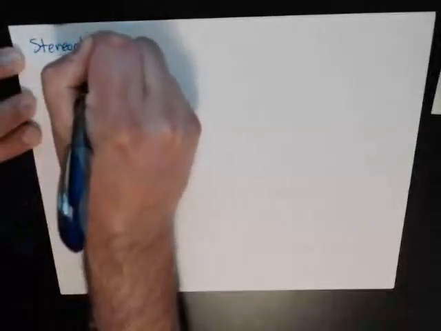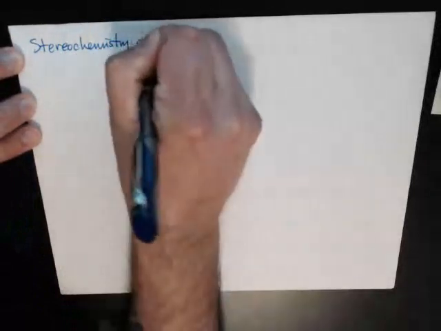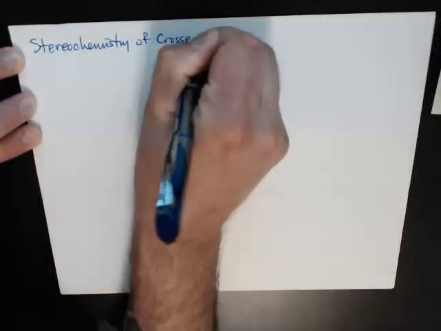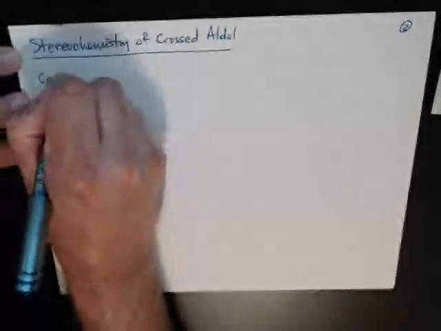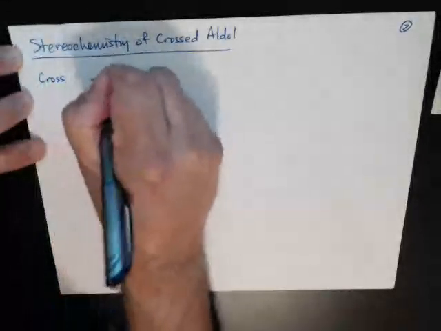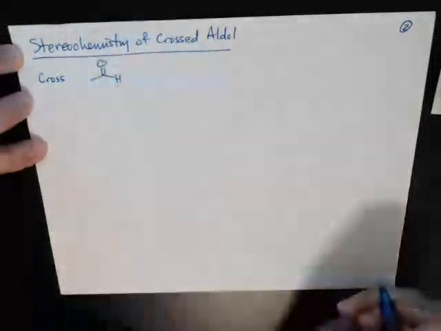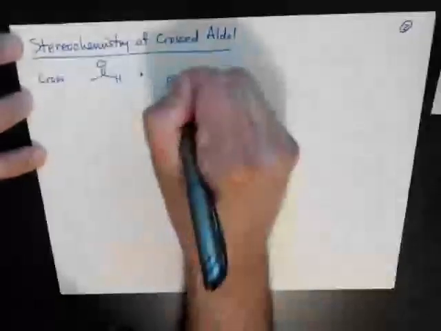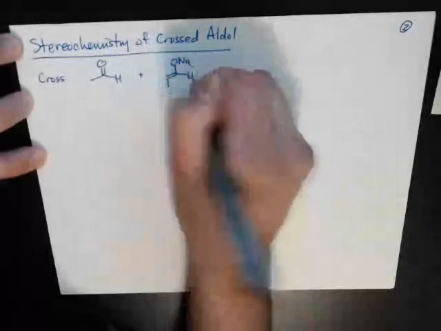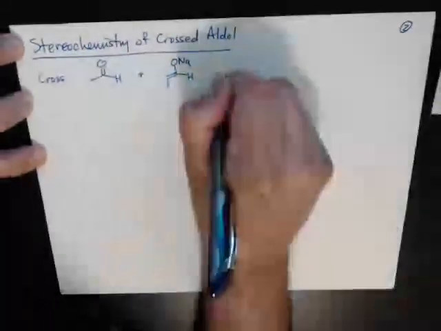So this will be the stereochemistry of the crossed aldol. So let me just rewrite that specific one so we can refer back to it. We're going to use the ethanal as the electrophile plus the propanal as the enolate.